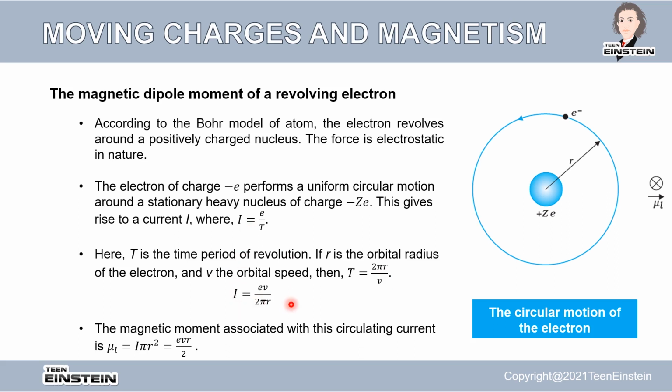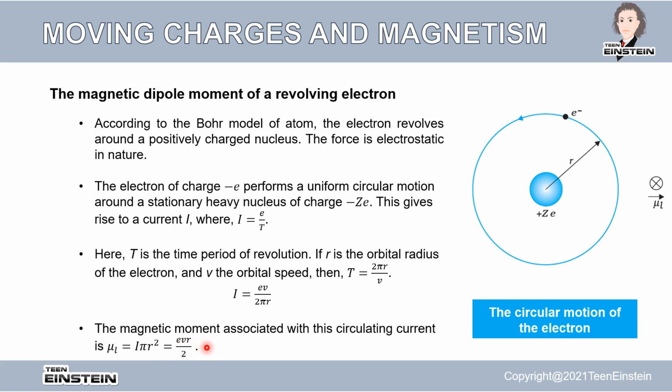So now the magnetic moment associated with this circulating current, we know magnetic moment is M equal to IA, right? So we have the equation for I, and we know what is A. A is nothing but pi r squared for a circular loop. So mu L, that is the magnetic moment, equal to IA, which is nothing but I pi r squared. And let's substitute the value of I here. So instead of I, if you substitute ev by 2 pi r multiplied by pi r squared, you get evr by 2.